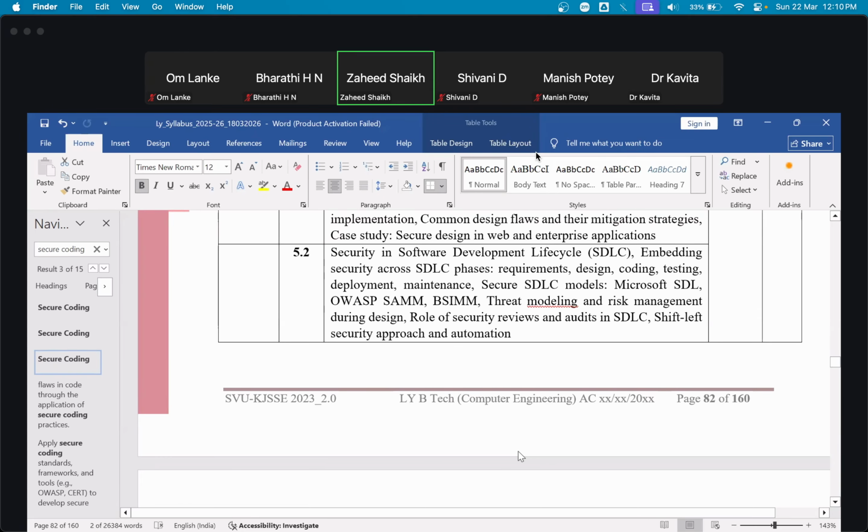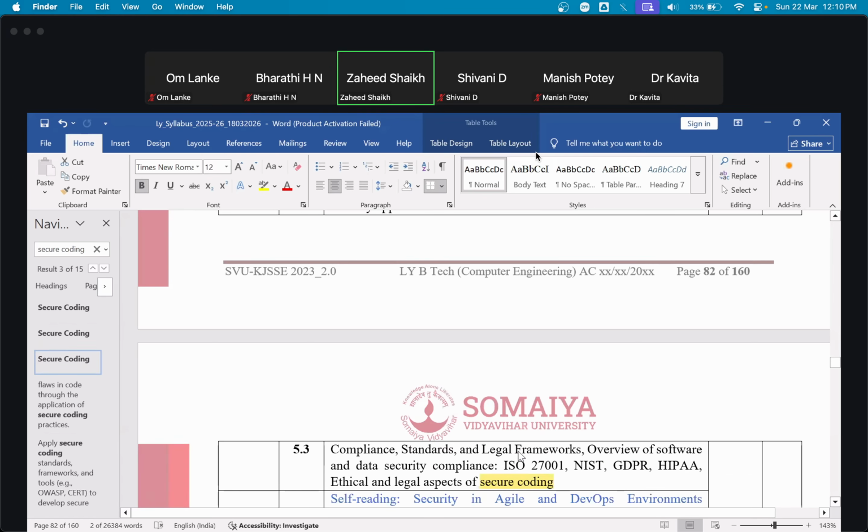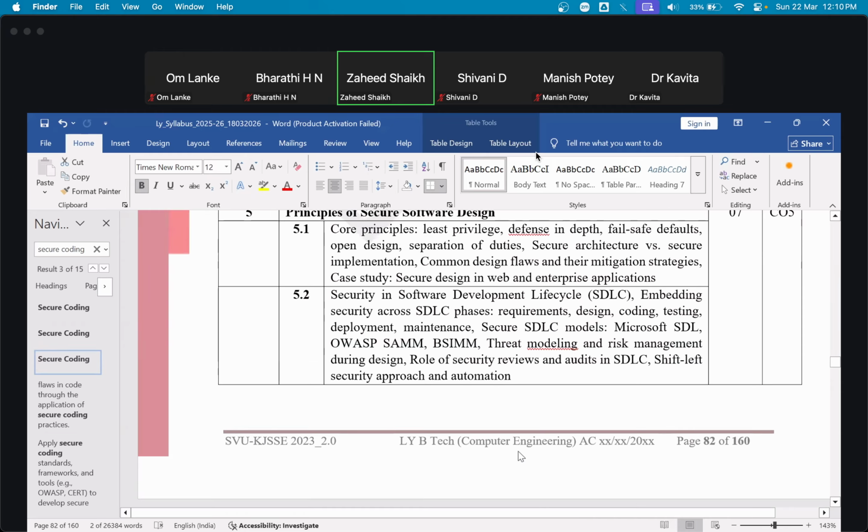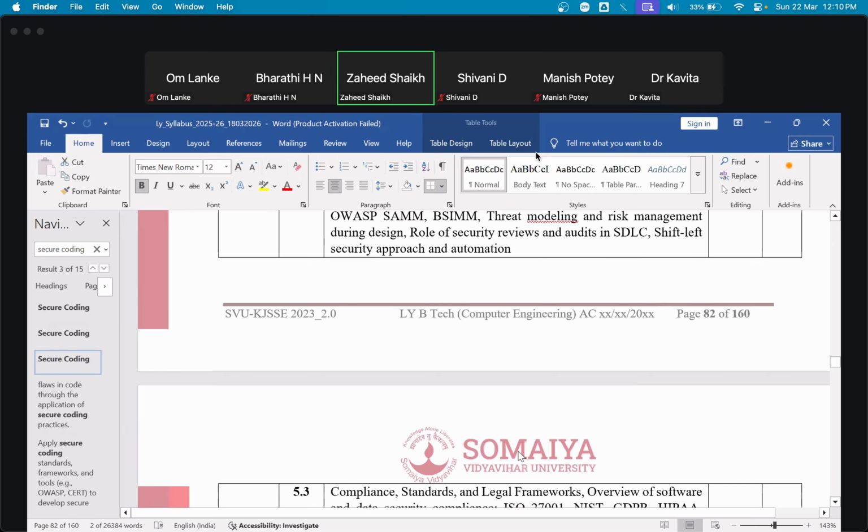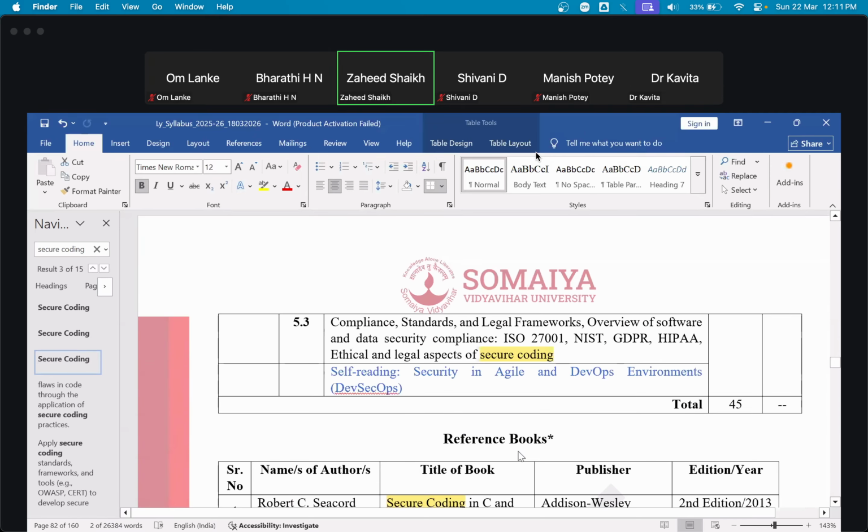Microsoft has its own secure software development lifecycle called Microsoft SDL. OWASP SAMM is there. BSIMM is there. There are a lot of frameworks which have been defined by NIST. So we'll try to understand all those frameworks and preferably integrate them in our secure coding practices so that we are safeguarded and our application is a product of safeguarded protection mechanisms.